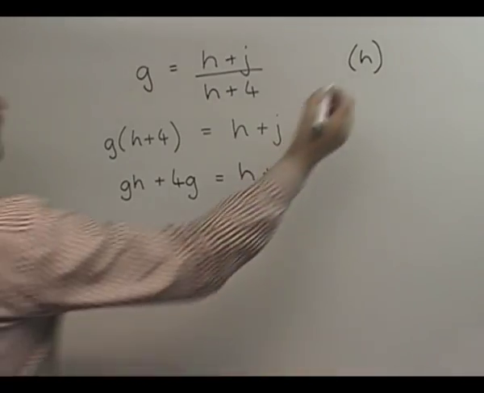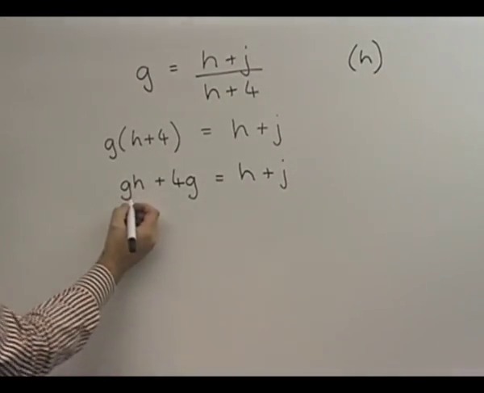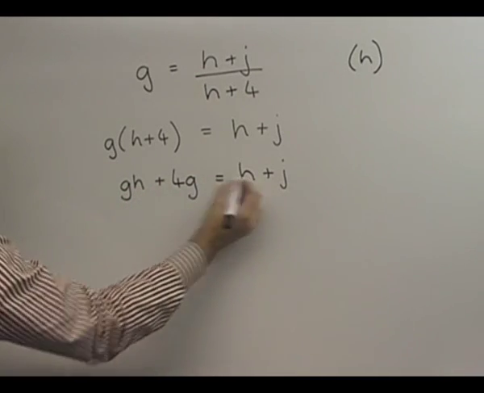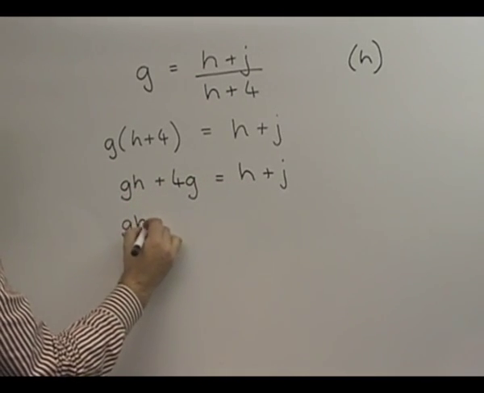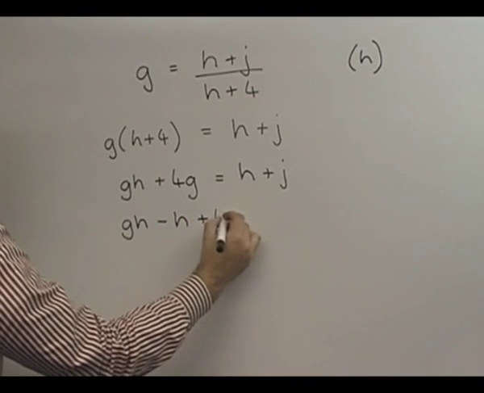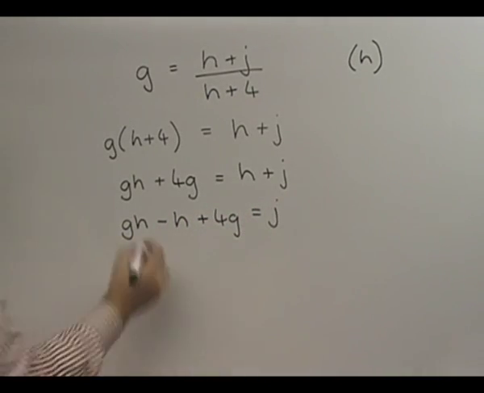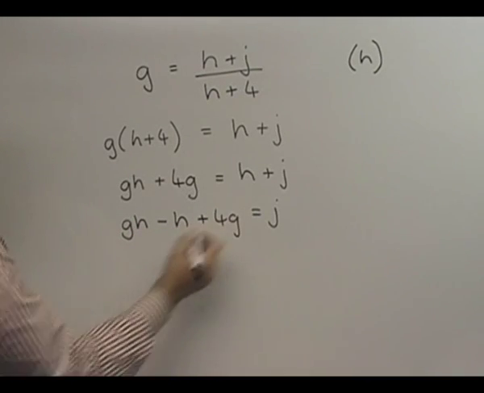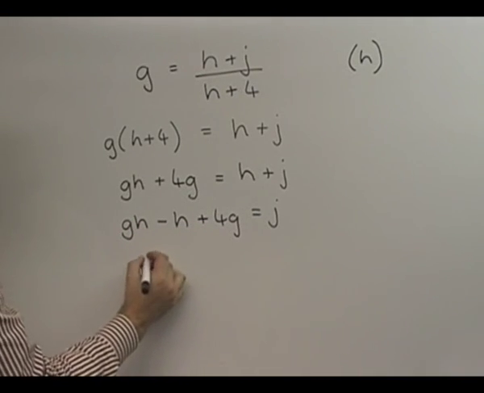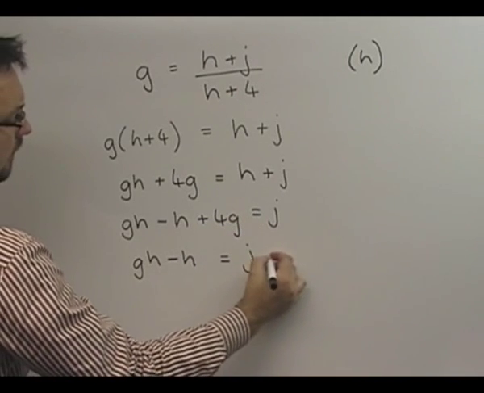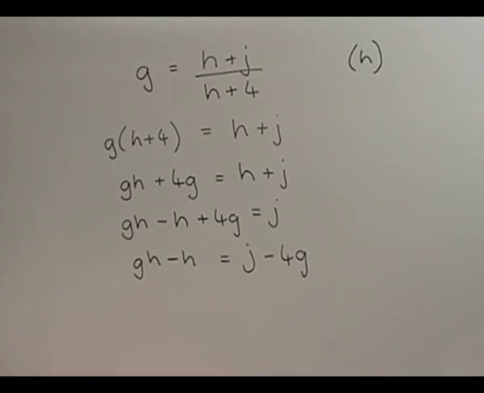Now I've got to make h the subject. So I've got to gather the h's together. At the moment one's on this side and one's on this side, so I'm going to take away h from both sides. I get gh, take away h, plus 4g equals j. And now I've got my h's together, but I've got this 4g I don't want, so I'm going to take away 4g from both sides, like that.